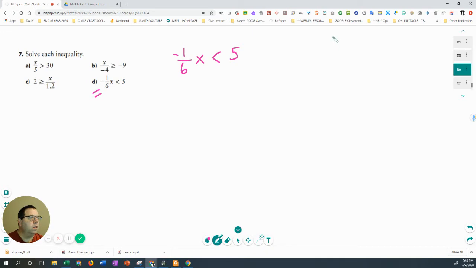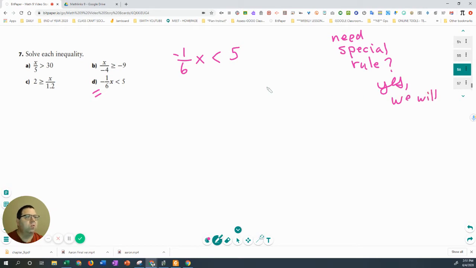By the way, will we need the special rule here? In other words, when we multiply or divide both sides of an inequality by a negative number, you have to reverse the direction of the sign. Do we need it here? Yes, we do. Yes, we will.